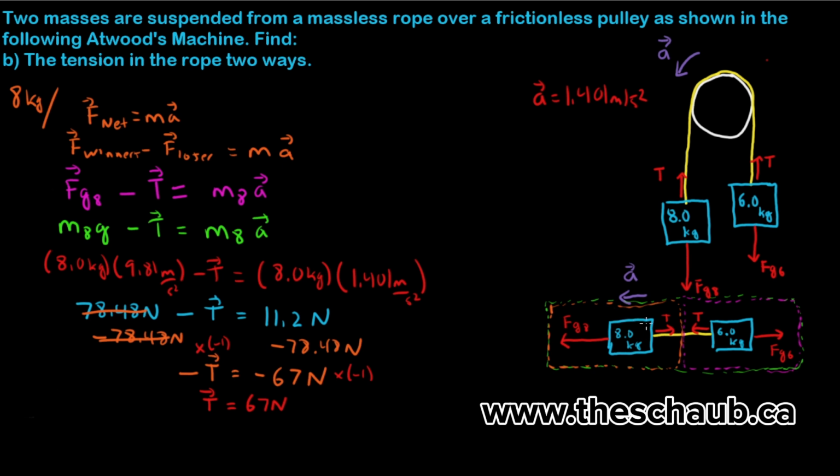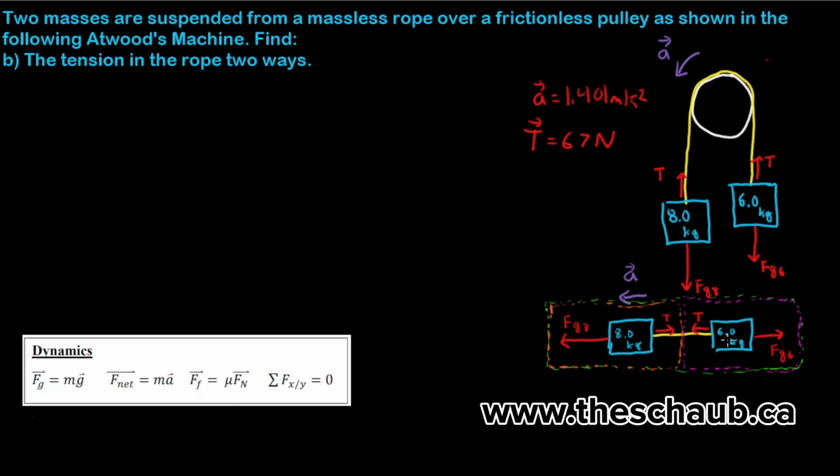So the tension from the 8 kilogram system is 67 newtons. Let's note this up here. Tension is equal to 67 newtons. And let's now solve for the tension in the 6 kilogram system, the pink system over here, to confirm our answer for tension, which will also confirm that we most likely got the proper acceleration in part A.